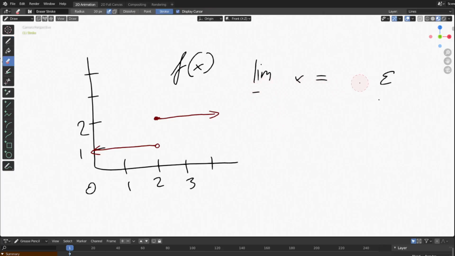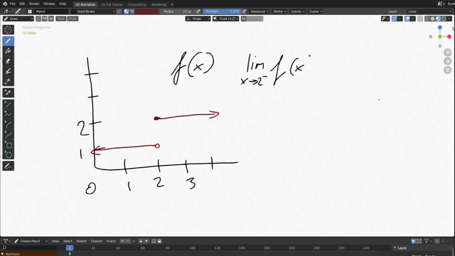However, we can still take sided limits. So if I were to look at the left side of the function, or left side of 2, we're going to write limit as x approaches 2 from the left of f of x, that equals 1. And the limit as x approaches 2 from the right for function f of x equals 2.